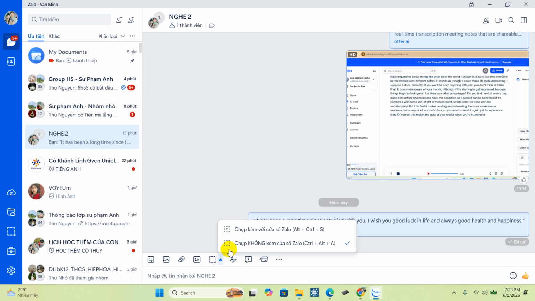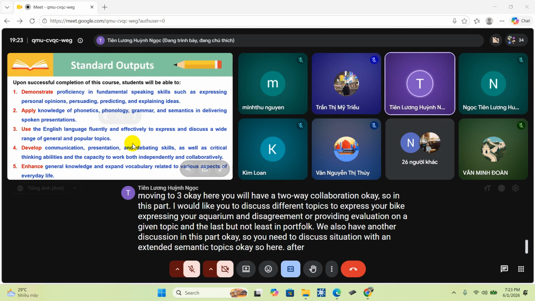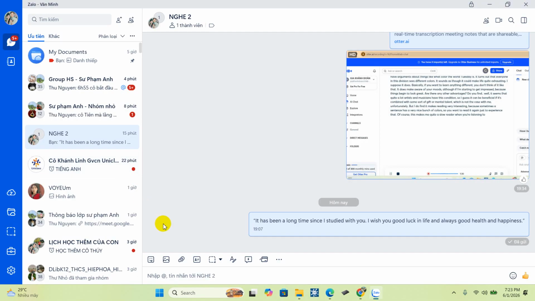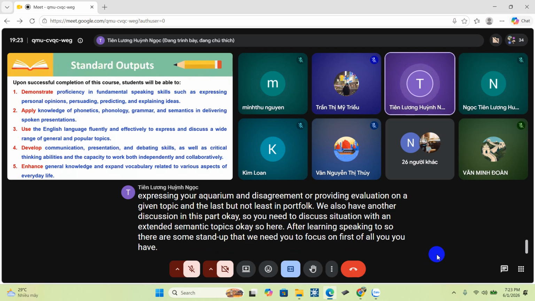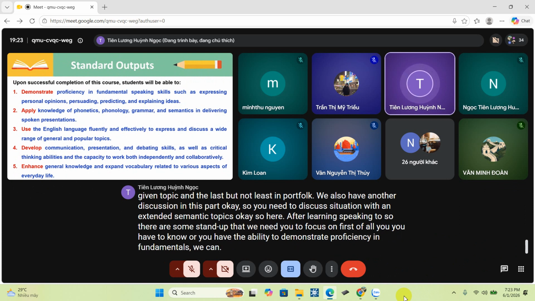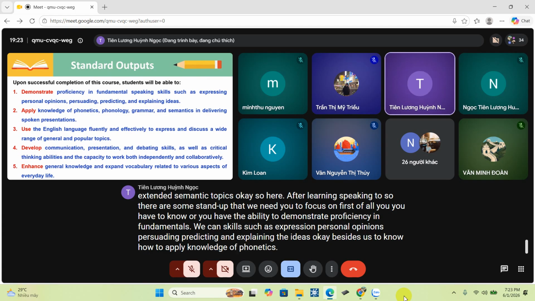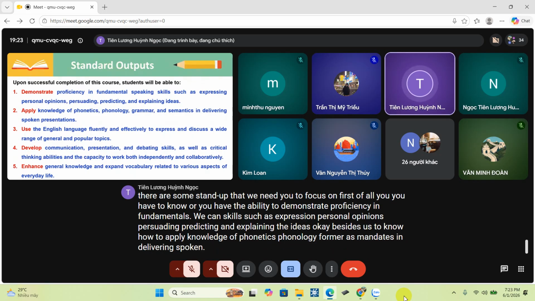So after learning Speaking Two, there are some standard outputs that we need you to focus on. First of all, you have the ability to demonstrate proficiency in fundamental speaking skills such as expressing personal opinions, persuading, reacting, and explaining ideas. Besides that, you know how to apply knowledge of phonetics, phonology, grammar, and semantics in delivering spoken presentations.